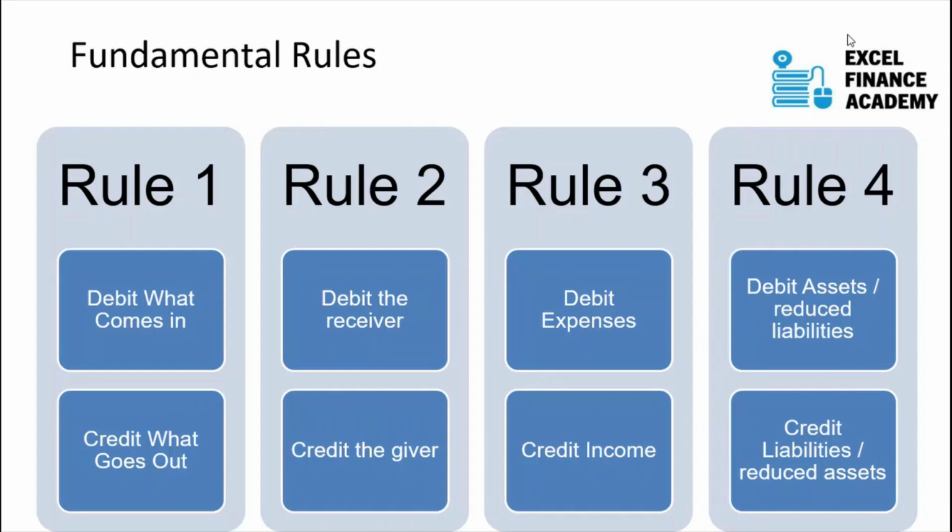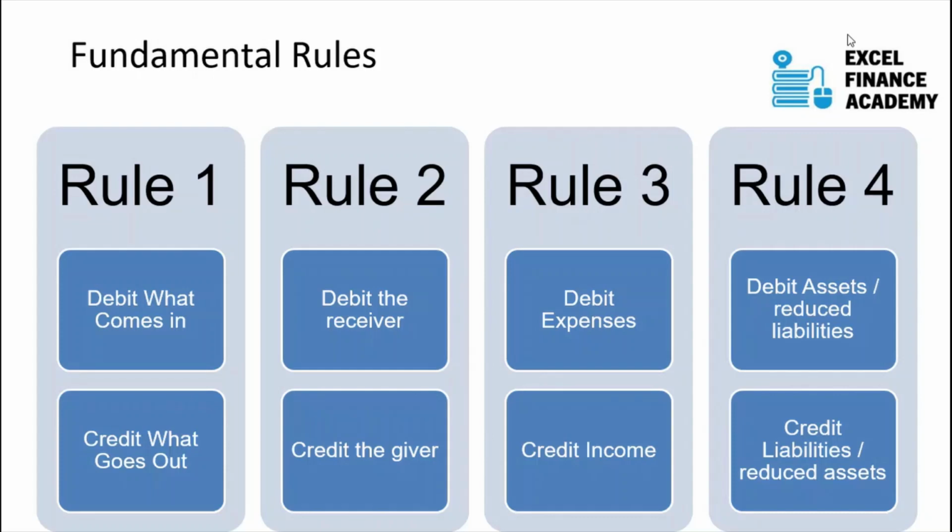So debit the expense and credit whatever is going out. So if you are paying in cash, or you are paying on credit, that will be going out. So expenses will always be debited. Means you are using the money for your business. So it can be rent, it can be salaries, it can be printing and stationery.